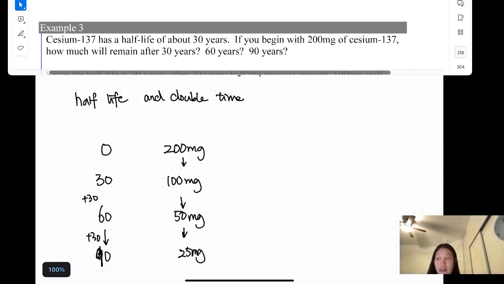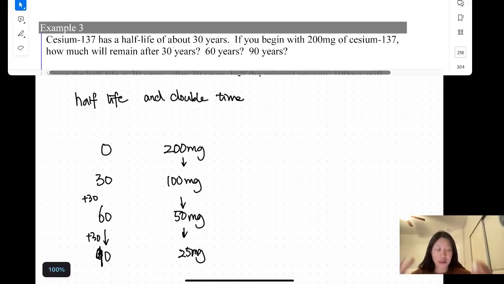So this is the definition of half-life. Remember, half-life doesn't mean the time. It means how long it takes for the substance to reduce to 50% of its original mass.